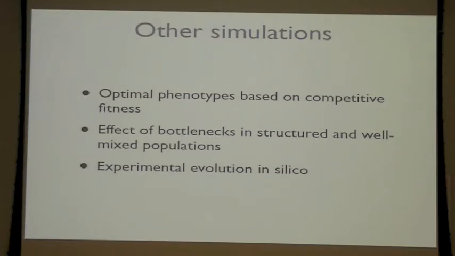The other thing that we can do is experimental evolution in silico. We can initiate a lawn of wild-type bacteriophage and change mutation rates or recombination rates, and then watch evolution take this population through this simulated experimental evolution setup.